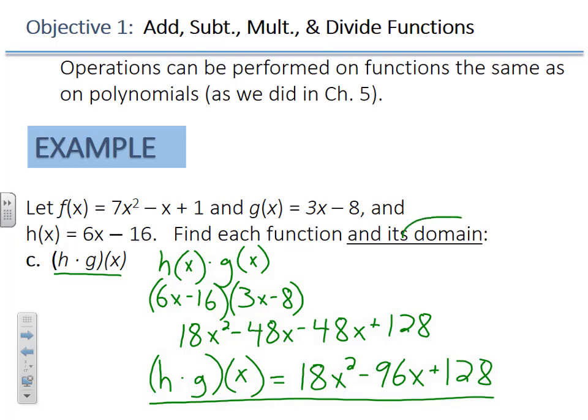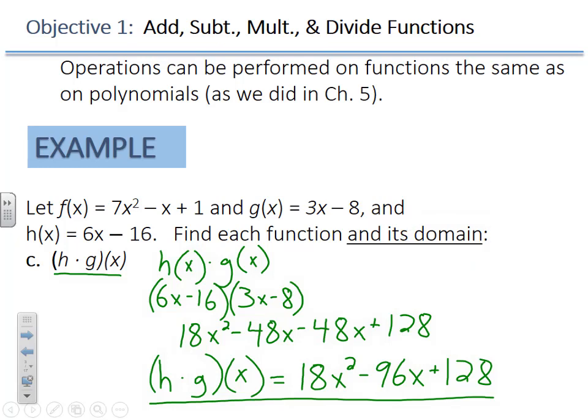And for the domain, notice that this is simply a quadratic. It'd be some sort of a parabola that opens up. And so the domain would be all real numbers, from negative infinity tending towards infinity.